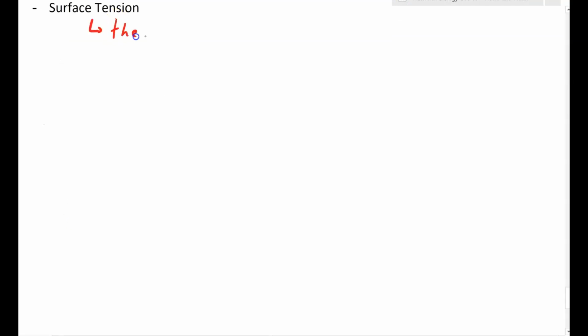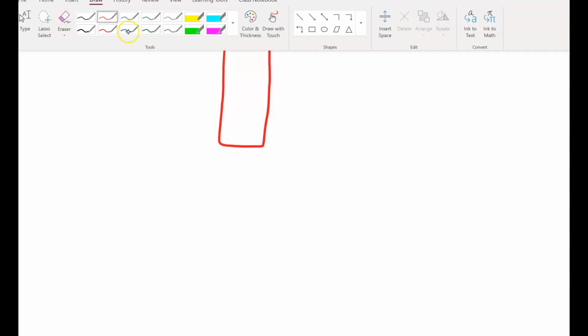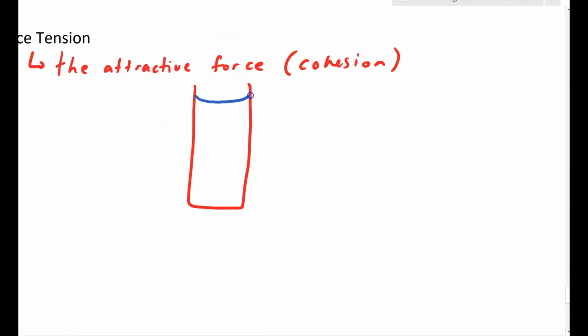We're going to call surface tension the attractive force, which is going to be cohesion or adhesion? At the top of the water, it's similar water molecules that are attracted to each other, right? That's going to be cohesion. All right. And so if we have a graduated cylinder with some water in it, we're going to see cohesion and we're going to see adhesion, because it's going to form at the top here what we call a meniscus.